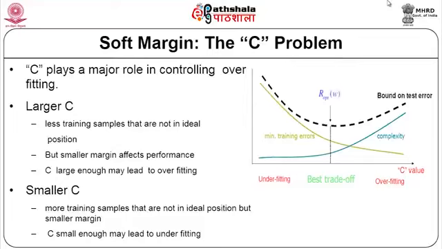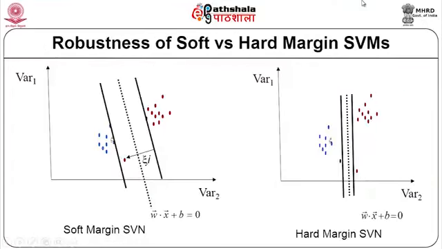So, if you look at this, this is the method where we try to choose the C. As you see, you go from underfitting to overfitting as the C value increases, the overfitting increases. And the complexity, obviously we already know that if you have too much overfitting, you have complexity and so on. So, this is the C problem. Now, let us look at the robustness of soft versus hard margin SVMs.